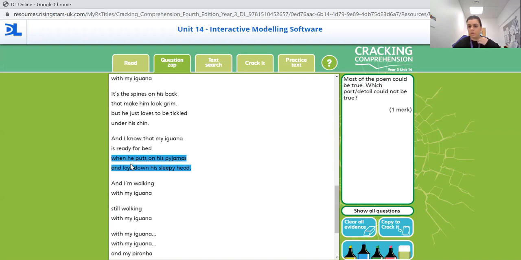So most of the poem could be true, which part could not be true? When he puts on his pajamas and lays down his sleepy head would be the part that's not true because he couldn't put his pajamas on. So well done if you got that answer right.